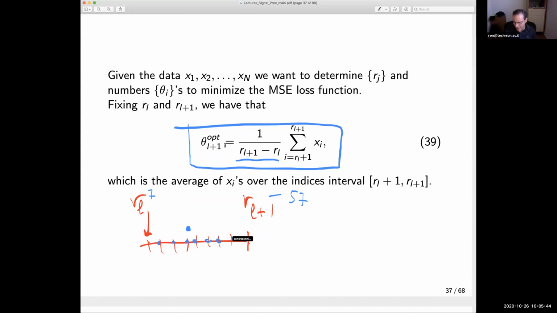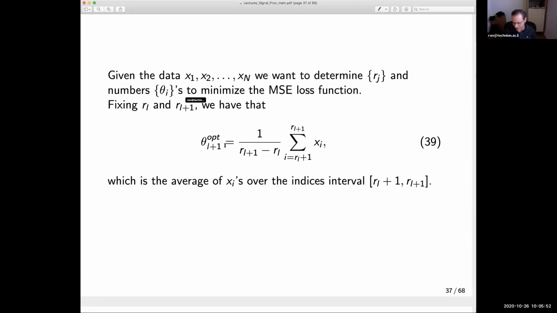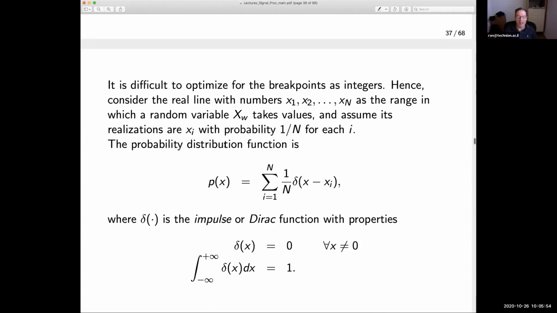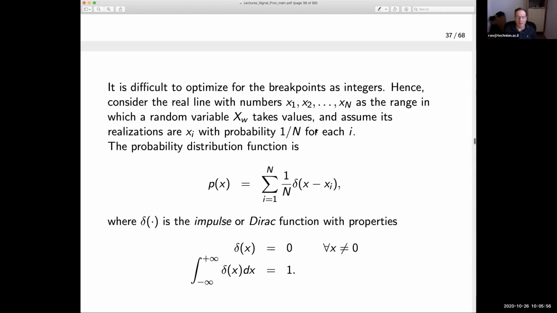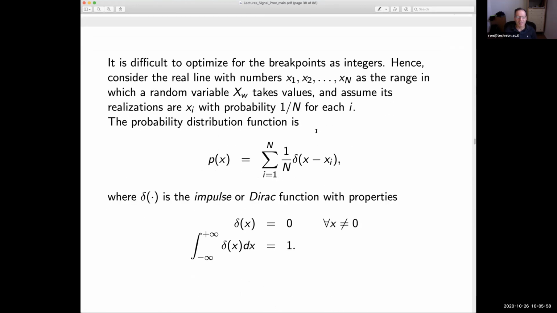Okay, and this is something that we learned in the previous lecture. So given r's, I know how to compute the thetas. Next, and again, this is something that we talked about before. Next, there is a problem of representing, of finding these indices, because this is an integer problem. So finding the indices themselves is difficult.